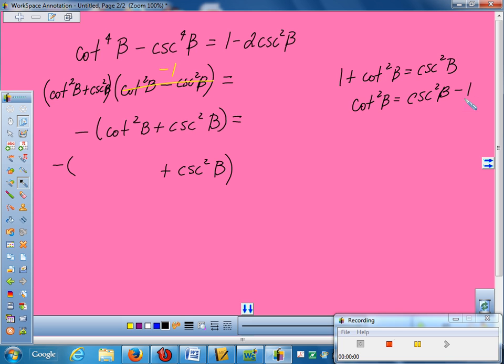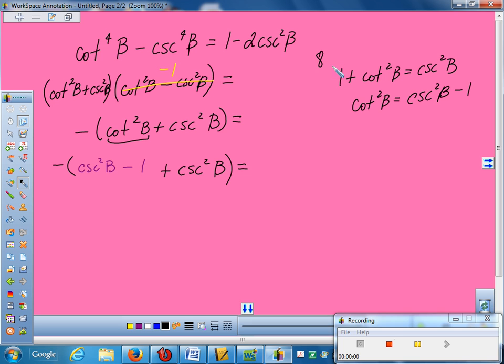So I'm going to take that and I'm going to replace this cotangent squared with cosecant squared minus 1. Which now, I just replaced the cotangent squared with this whole thing, because cotangent squared equals this. I took number 8 and I just subtracted the 1 over, is all I did, yeah.